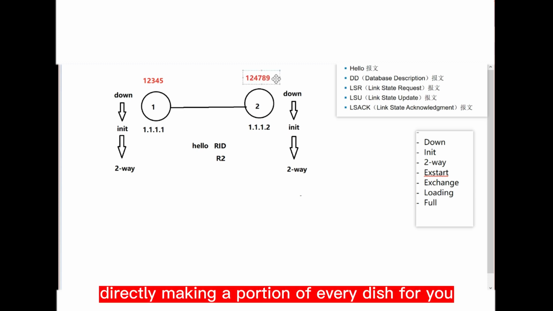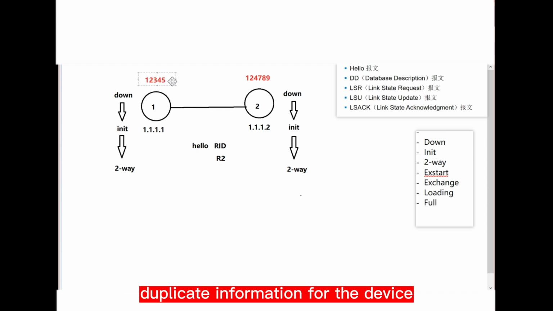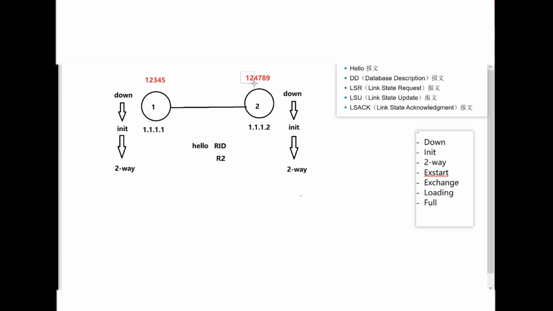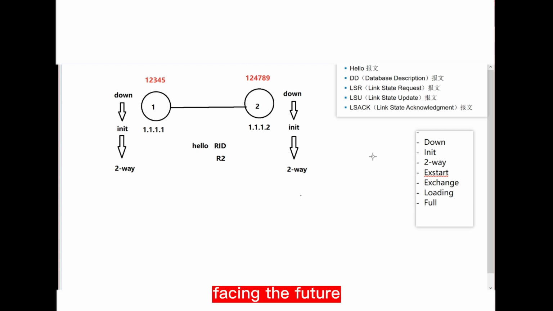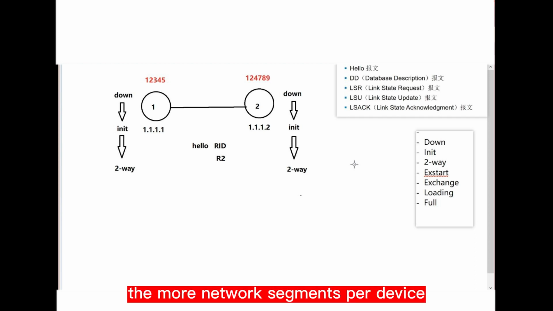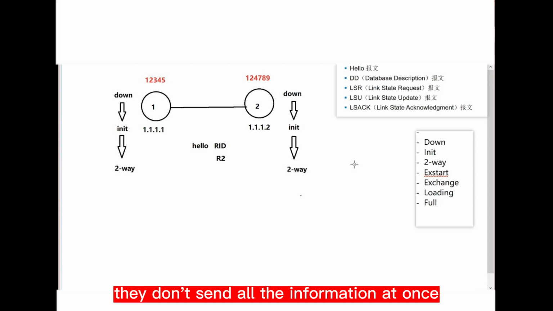Instead of directly making a portion of every dish for you. This is unreasonable. Duplicate information for the device is useless. The device also does not want to receive and process it. So, facing the future, the whole environment is bigger, with more equipment and more network segments per device. When the device requests, do not send repeated information. So when OSPF is synchronizing, it doesn't send all the information at once.